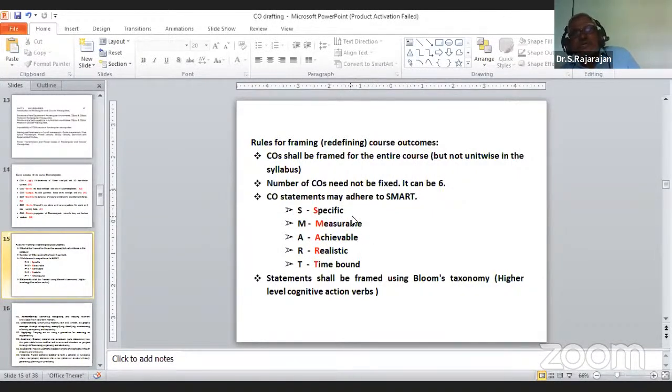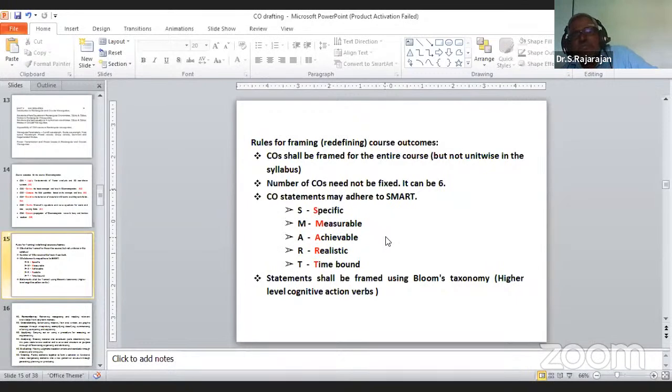But the CO statement must be SMART. SMART is specific: it should be very specific, measurable, achievable, realistic, and time bound. Within the 9 hours, you have to complete one CO, CO1. For example, for the entire course they have given 45 hours, a 3 credit course. You have to complete it in 45 hours, not more than 45 hours, because the hours will not be available.